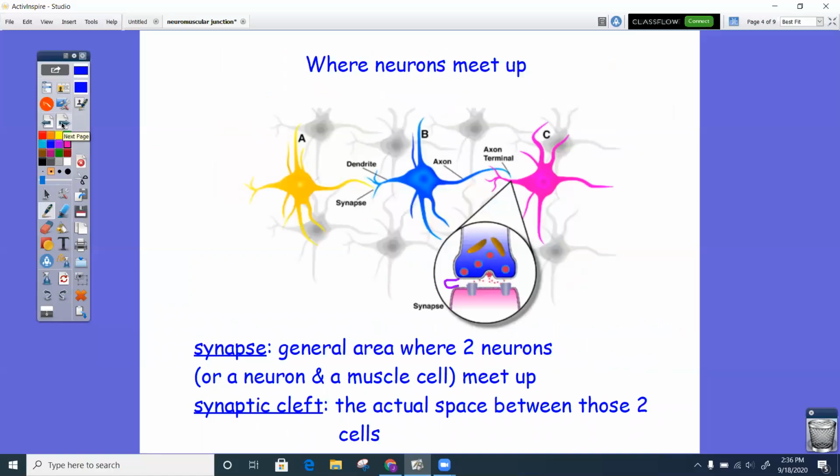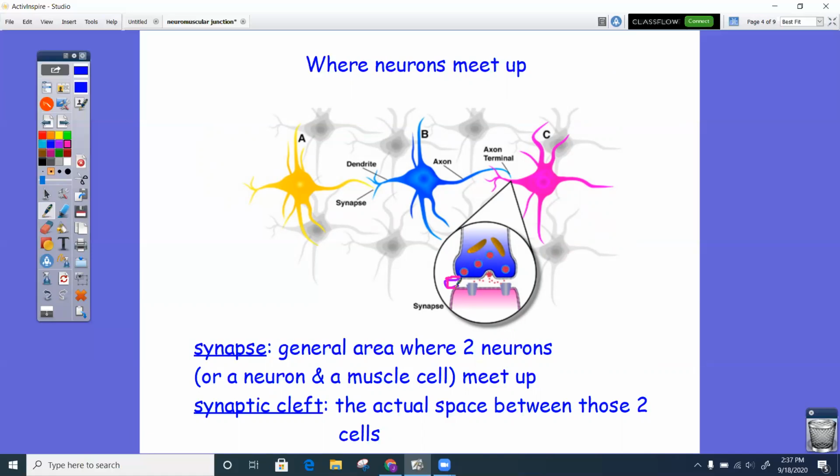Now, where neurons meet up: the axon terminal of one neuron will meet up with the dendrite of another neuron. The axon of this blue neuron is going to meet up with a dendrite of the next neuron. A synapse is the name for the general area where two neurons, or a neuron and a muscle cell, meet up, like what you see here. This whole area is called a synapse. The synaptic cleft is the part shown in purple or pink here. It is the space between those two cells.